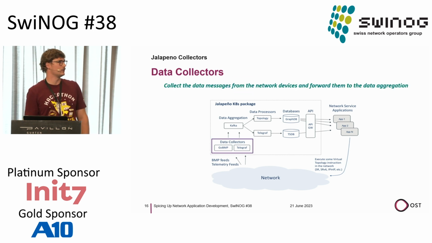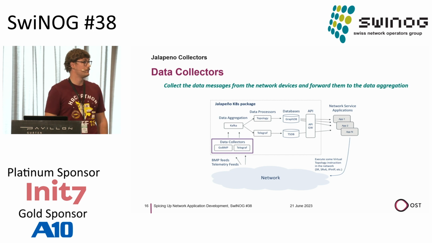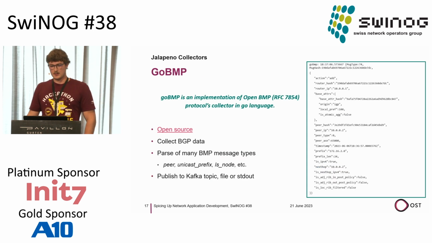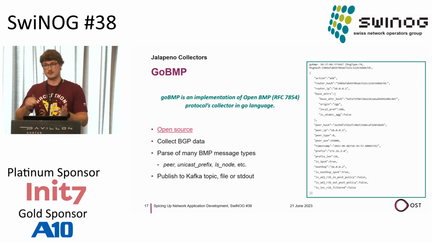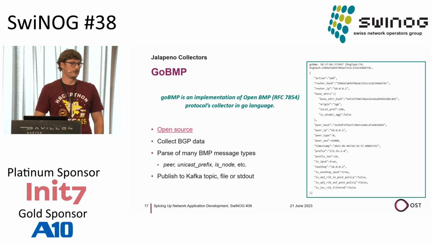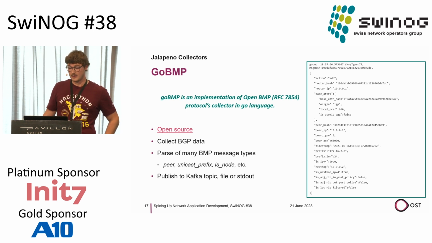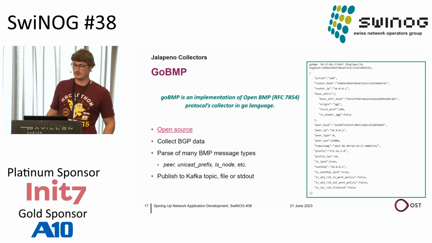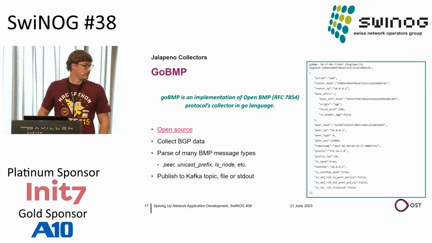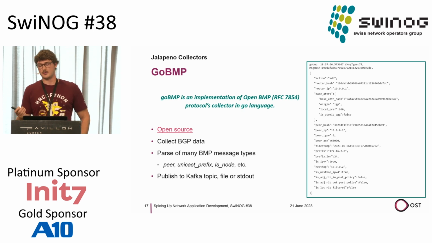So let's talk about the data collectors. In Jalapeno, we have two different collectors. One is GoBMP, and the other one is Telegraf. GoBMP is an implementation of the BMP protocol written in Golang. Of course, it's open source, and the goal is to collect BGP data via BMP. It parses the different BMP message types, for example, as we'll see in a moment in the database: peer, unicast prefix, LS node, and so forth. It has the ability to publish this information in Kafka. This is how it works in Jalapeno, or you can also just print it into a file or standard output.